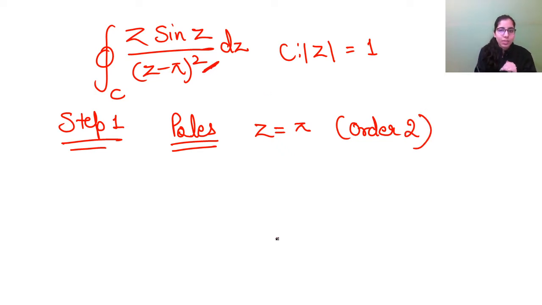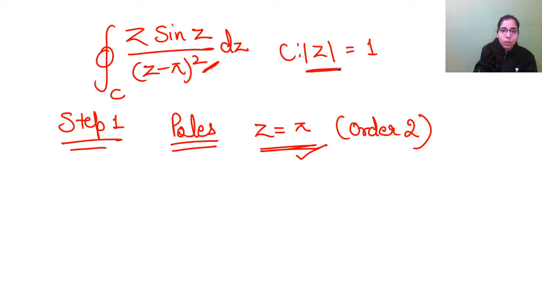Clear? After this, is this pole existing within the contour? This is the next thing we need to check in any contour integration based question. Step 1 is find the poles. A pole is that finite value of z which can make your function infinity, and generally you find it by equating the denominator with 0. Step number 2 is to check whether this pole is existing within the contour or not.